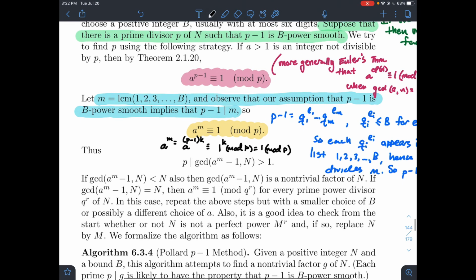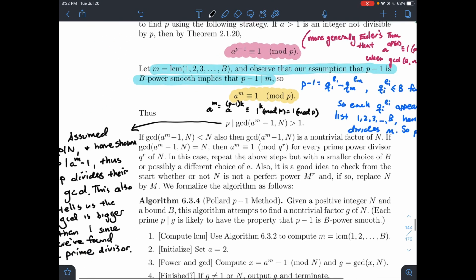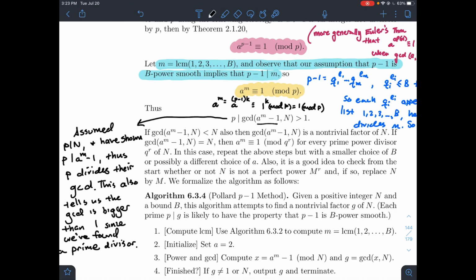And so what do we know then? p has to divide the greatest common divisor of a to the m minus 1 and n. And where does this a to the m minus 1 come from? That's this yellow statement just translated. Saying that a to the m is congruent to 1 mod p is the same thing as saying that p divides the difference of a to the m and 1.